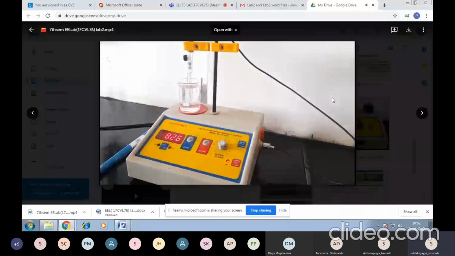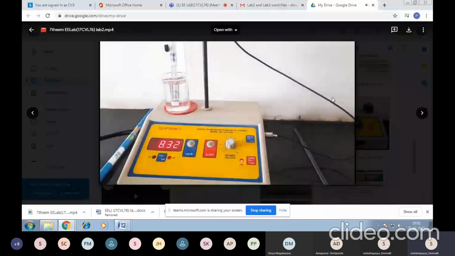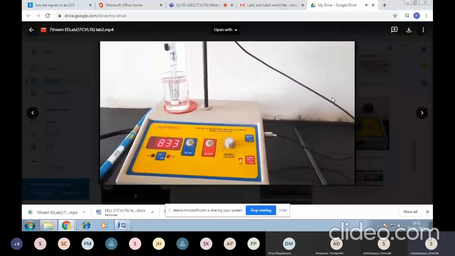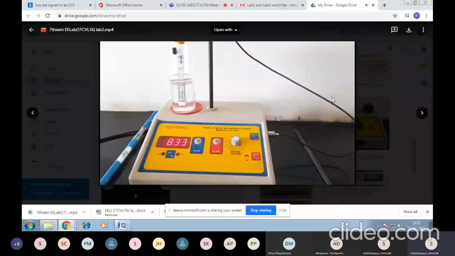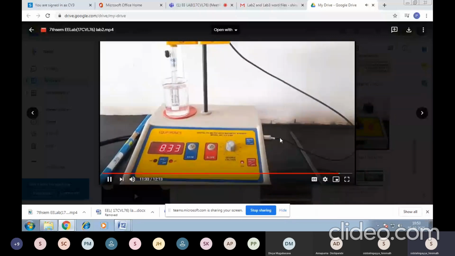Now the reading of the instrument is 8.3. Thus, we can conclude that the pH of the given water sample is 8.32. Now, the same procedure is repeated for different types of sample. Thus, we have determined the pH of the sample using the pH meter.